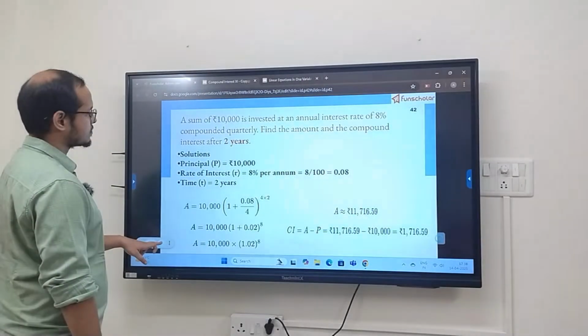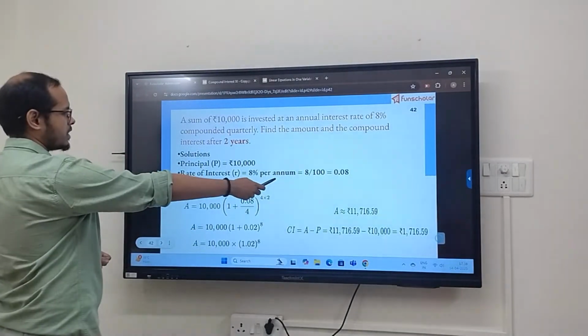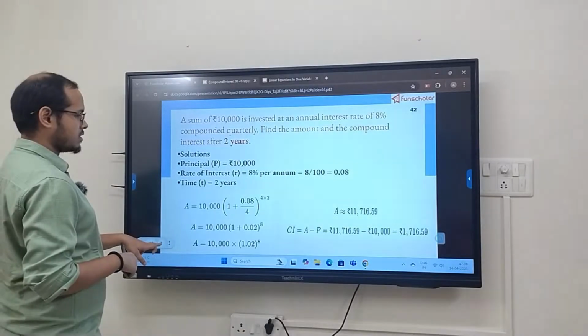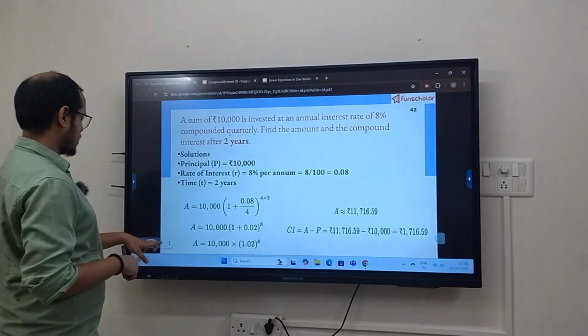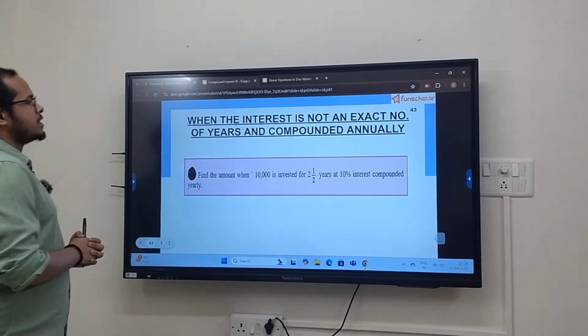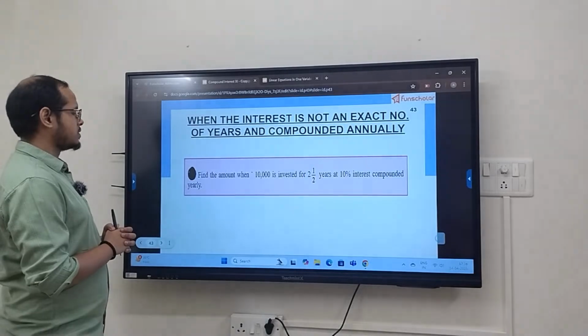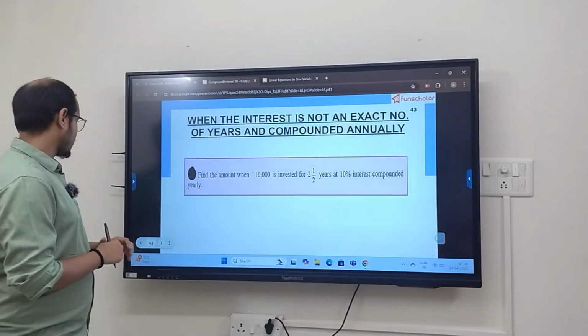Okay, it's the same thing that we have already solved. So 8 by 100, so that gives us this particular answer. Chalo. Next, when the time is not exactly a number of years and it is compounded annually, find the amount when 10,000 is invested for 2.5 years at 10% and it is compounded yearly.